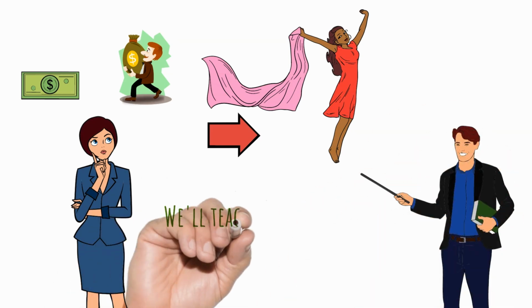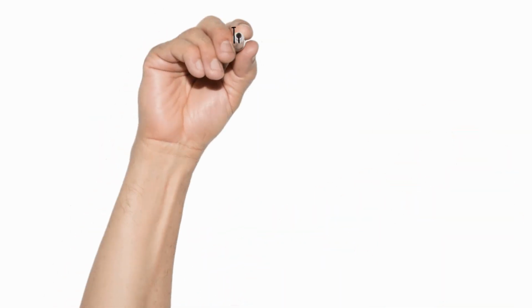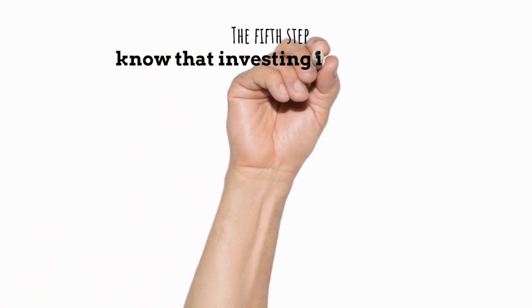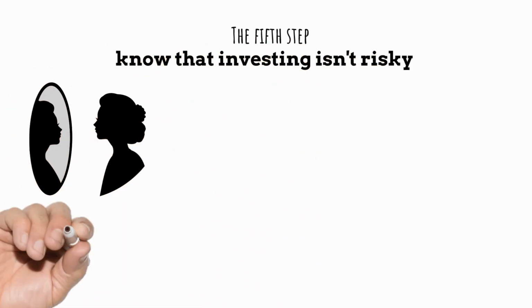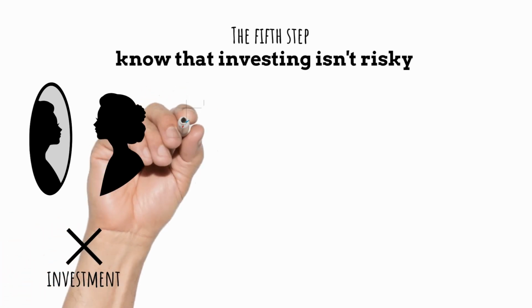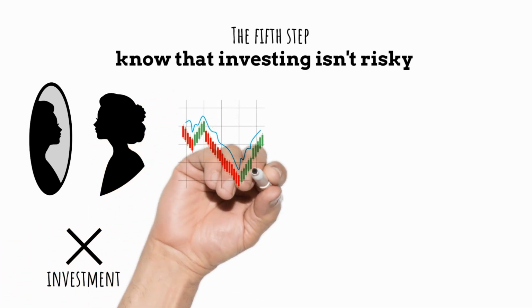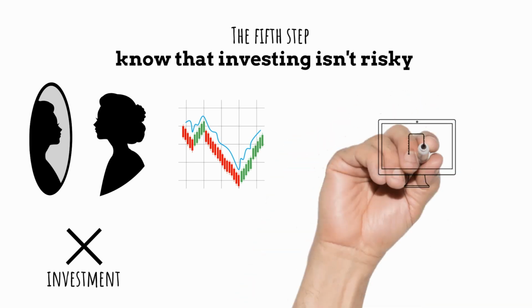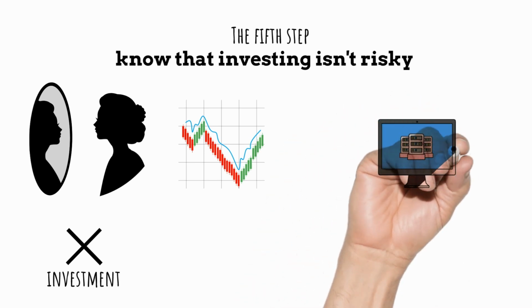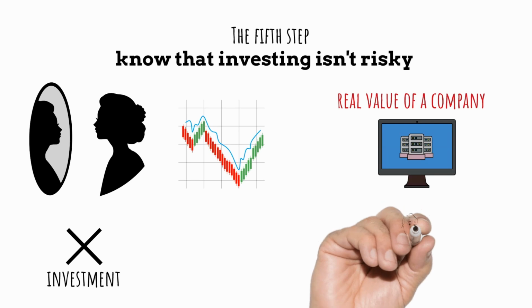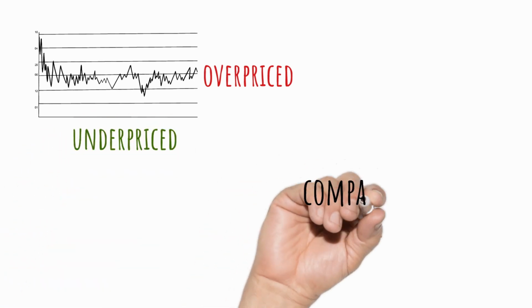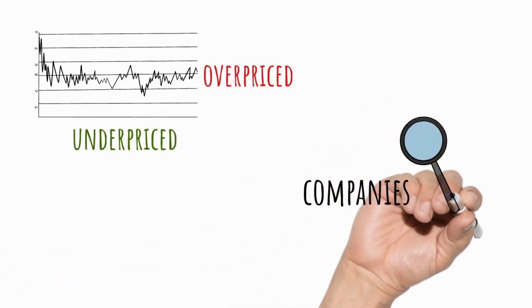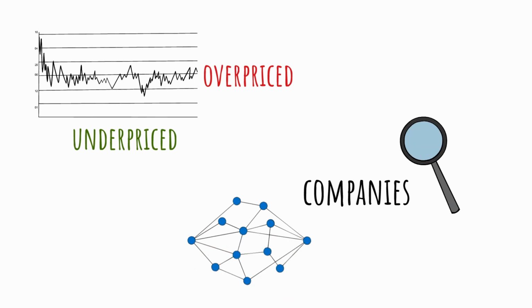The fifth step is to know that investing isn't risky. When you look into the mirror, know that it's up to you to take on the risks, not the investment itself. A lot of what the stock market trades on is sentiment and human emotion. But if it was all computerized, then the real value of a company would be what its worth actually is, rather than how it's currently being valued by traders. You wouldn't have stocks that are overpriced or underpriced, because the companies would be researched against the real numbers and the true value of the company would be derived from that analytical information.